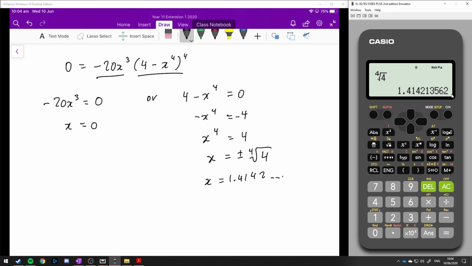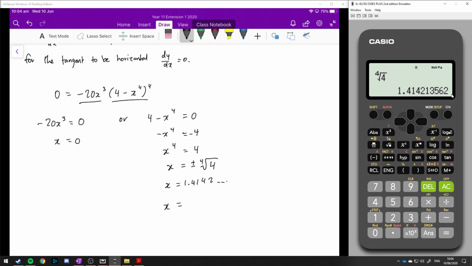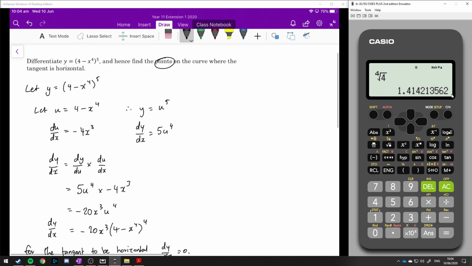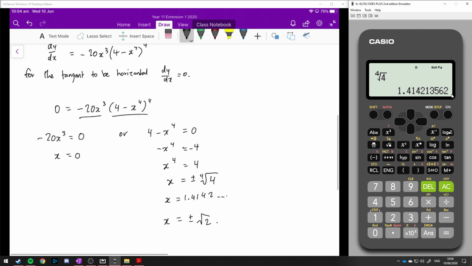41421356213562. Yeah, it is. Okay, so that's equal to the square root of 2. Okay, so those are our x values for where the tangent is equal to 0, but we need to find the points. We need to find the points on the curve where the tangent is horizontal.